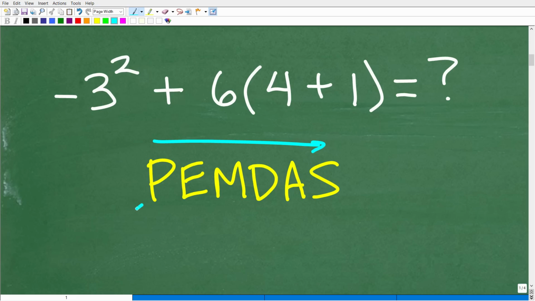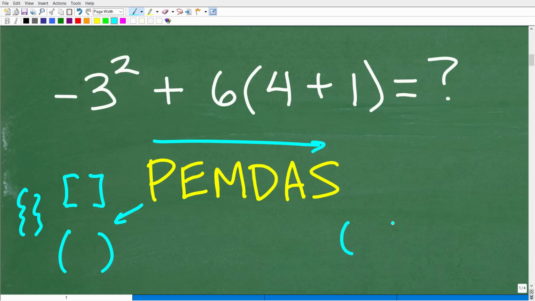So the P here stands for parentheses. So we're going to do parentheses first. Obviously, we have some parentheses in our problem, but this P also covers things like brackets and these types of brackets. Really, it's technically grouping symbols. So anytime you see grouping symbols, we're going to go to those first.